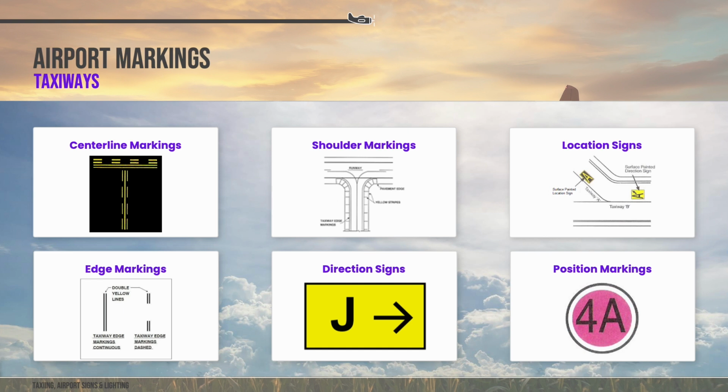All right, again, now we will power through these pretty quickly, but you could pause the video and study them if you want to. So we're just taking a brief look at what centerline markings, shoulder markings, location signs, edge markings, direction signs, and position markings might look like on an airfield.